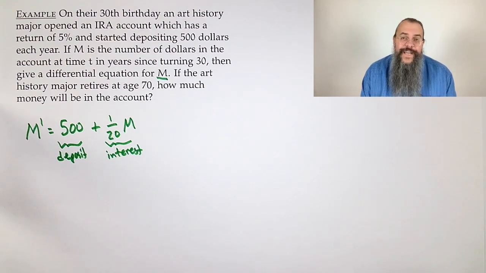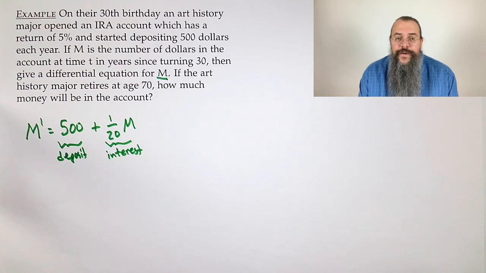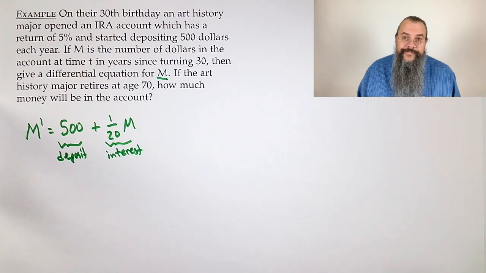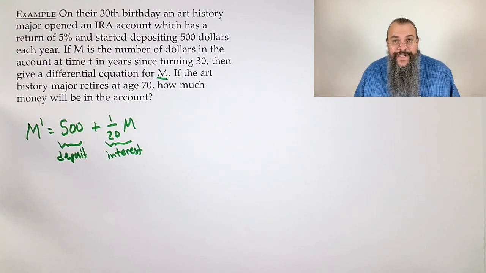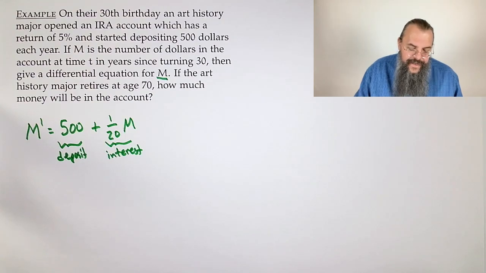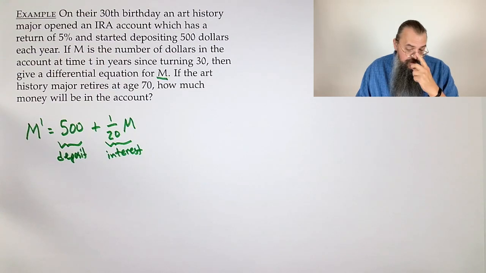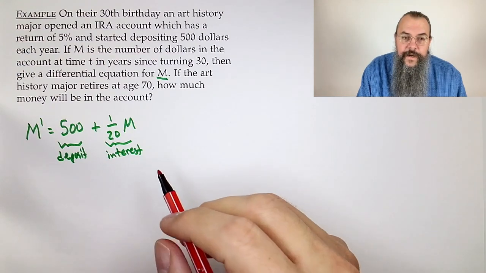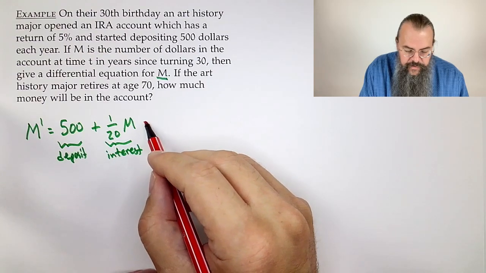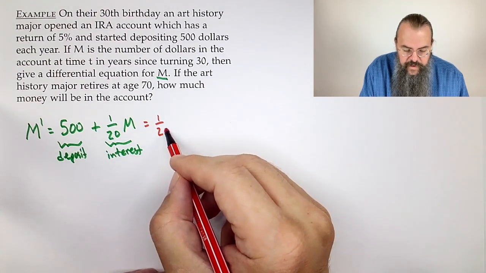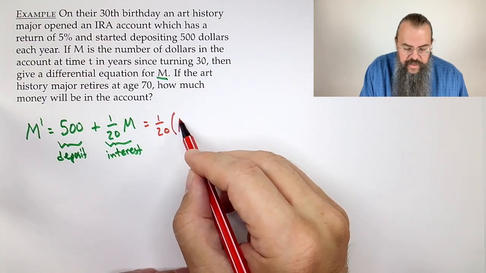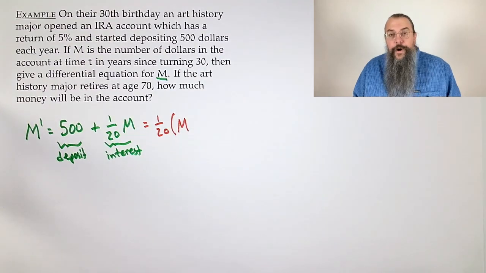Now, there's a second part which says, okay, what if they retire at age 70? How much money will be in the account? Well, that means we need to solve. And all right, well, how to start? Well, one way we can do this is we can say, well, let's factor out the 1/20th here. We can do that. We're perfectly allowed. So 1/20th, and I'll put the M in front just because I want to.